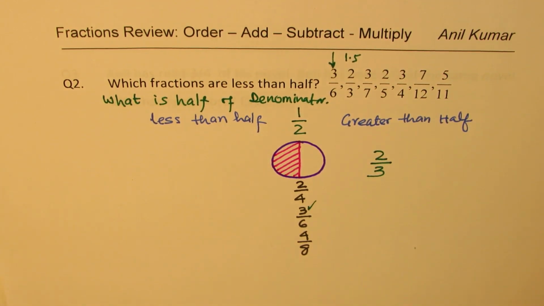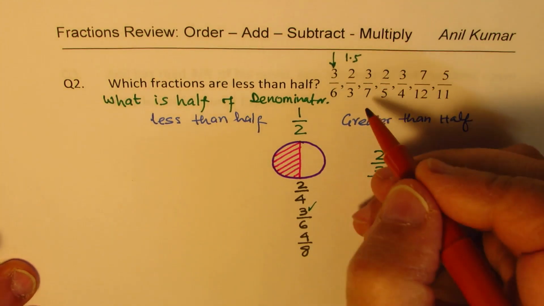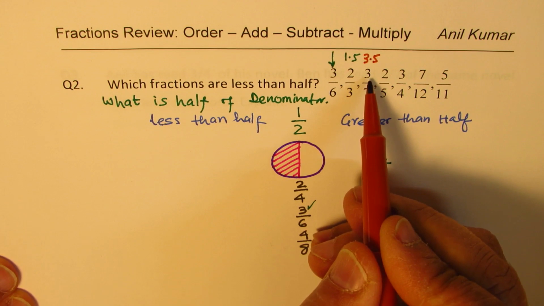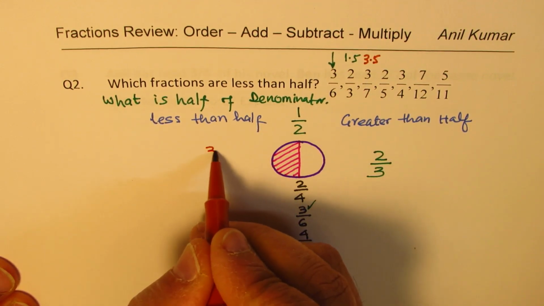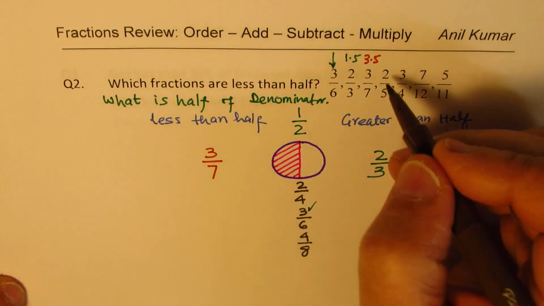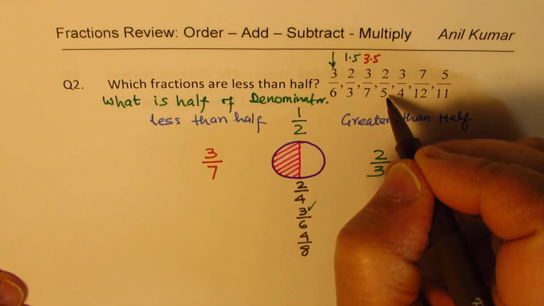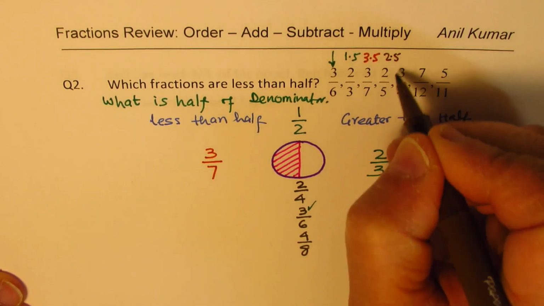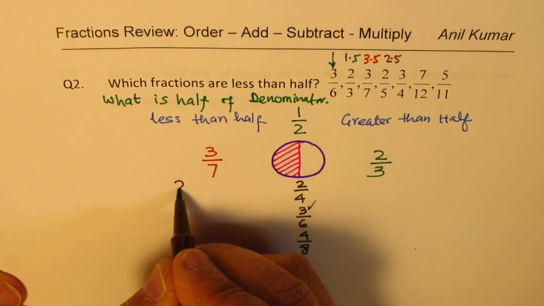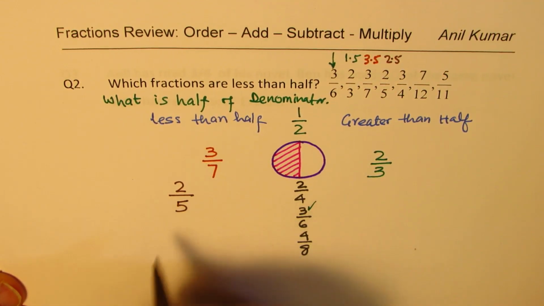Right, let's look into the next one. 3 over 7. What is half of 7? Well, 3.5 is half of 7, but 3 is less. So I'll write 3 over 7 on this side. Make sense? Let's take another one. So this time it is 2 over 5. What is half of 5? 2.5. Is 2 greater than 2.5? No. So it comes here, 2 over 5.